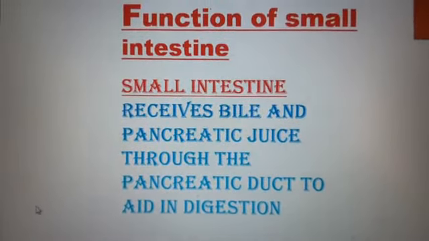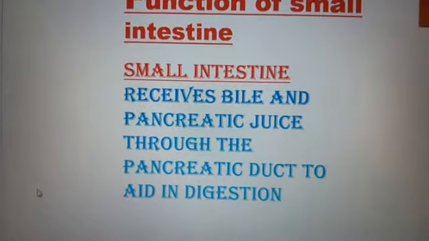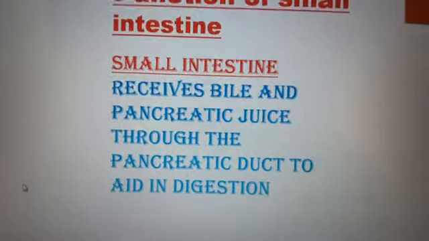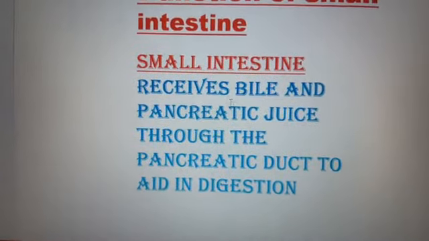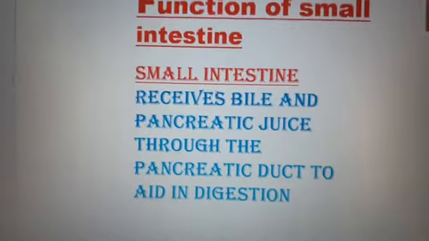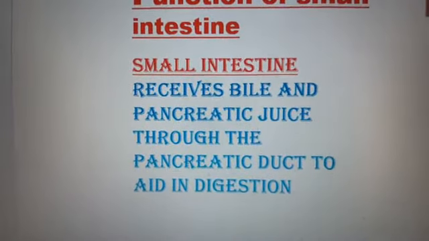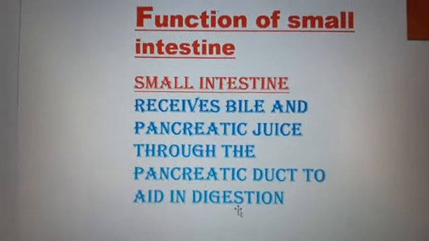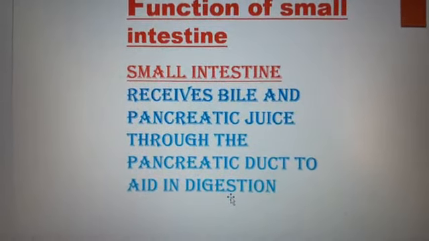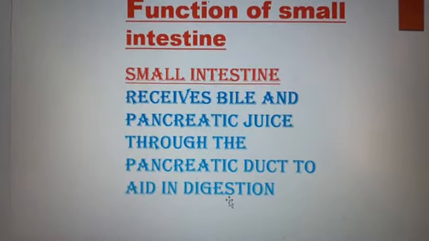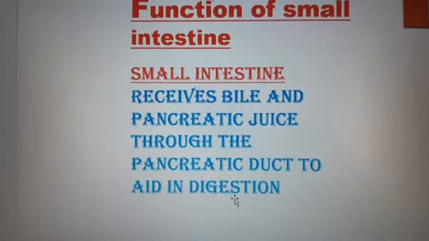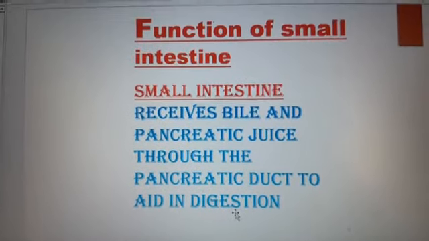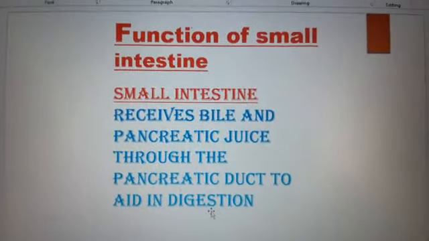Now we will come to the function of the small intestine. Here we can see this slide on your screen. The main function of the small intestine is to receive bile and pancreatic juice through the pancreatic duct to aid in digestion. The small intestine receives bile and pancreatic juice from the pancreatic duct, mixes with them and plays the role of digestion.